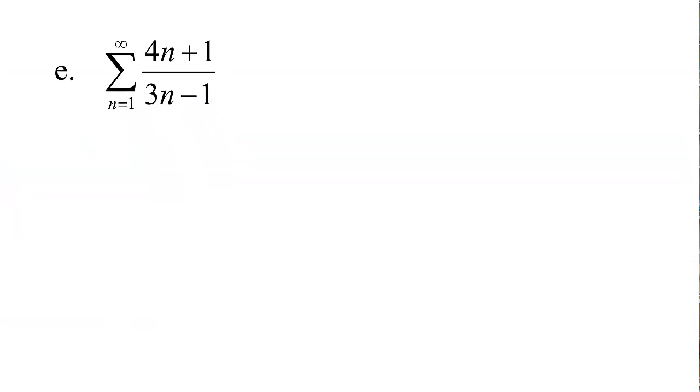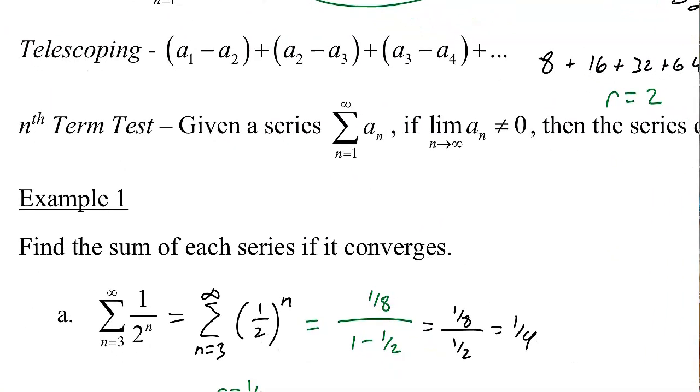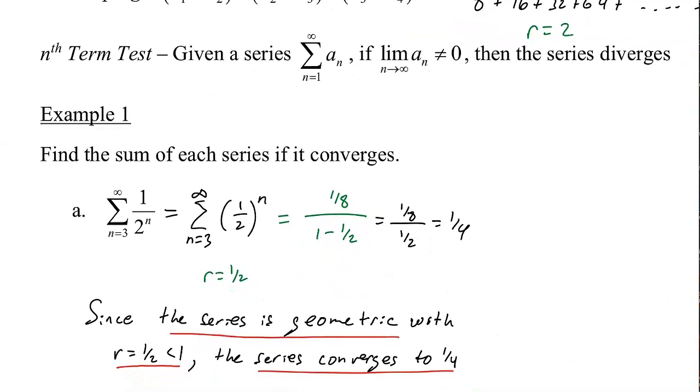With this one, not geometric, not telescoping. So the next thing I go to, and really the only thing we have left right now, but one of the first things I think about is, what is my nth term going to go to? So the nth term test, the only thing that is good for is telling whether something diverges. That is it. That is the only thing that I can use it for. There are sequences that converge to 0 that are actually divergent series.